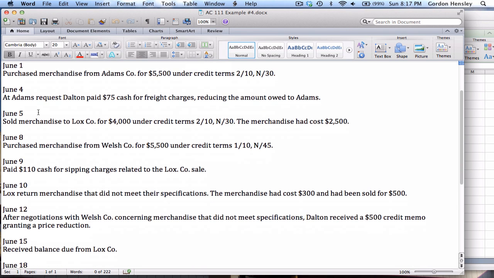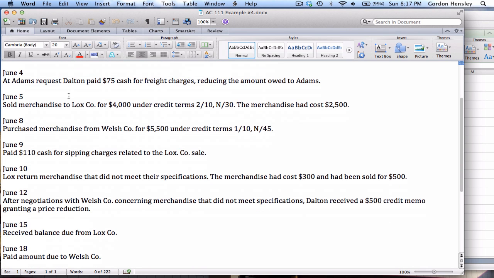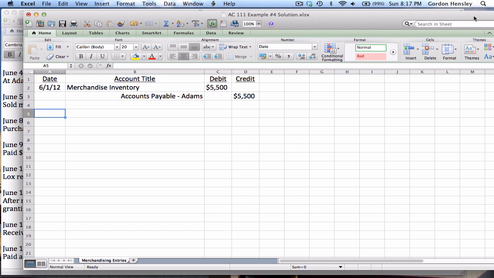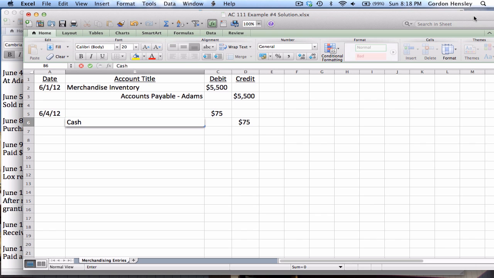Now, the next transaction occurred on June the 4th. And it says, at Adams' request, we, Dalton Company, paid $75 cash for the freight charges, reducing the amount owed to Adams. So this occurred on the 4th. The amount involved is a $75 shipping charge. Remember, anytime it's a single amount, very simple, just a 2-line entry. In this case, we are paying $75.